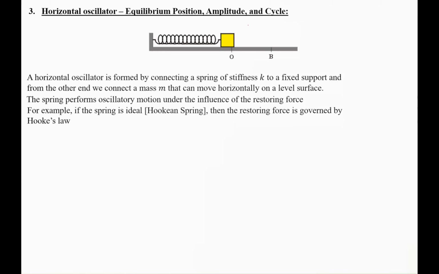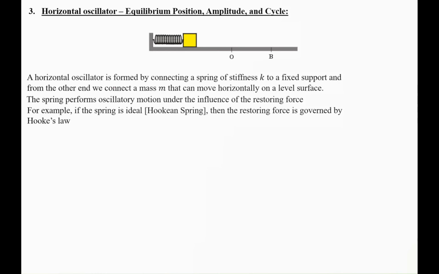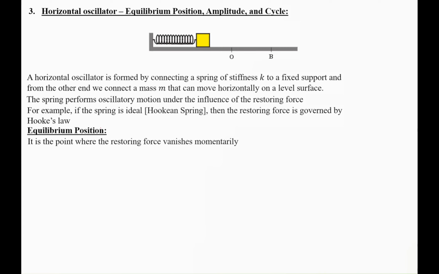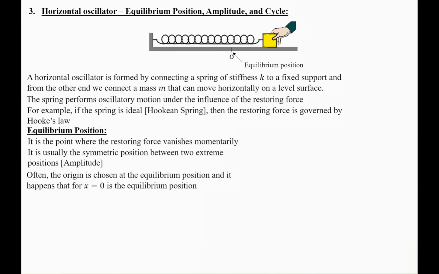Now here the restoring force is the force provided by the spring on the block. For example, if the spring is ideal, a Hookean spring, then the restoring force is governed by Hooke's law. Now what is the equilibrium position? It is the point where the restoring force vanishes momentarily. It is usually the symmetric position between two extreme positions given by the amplitude. So basically that's the equilibrium position.